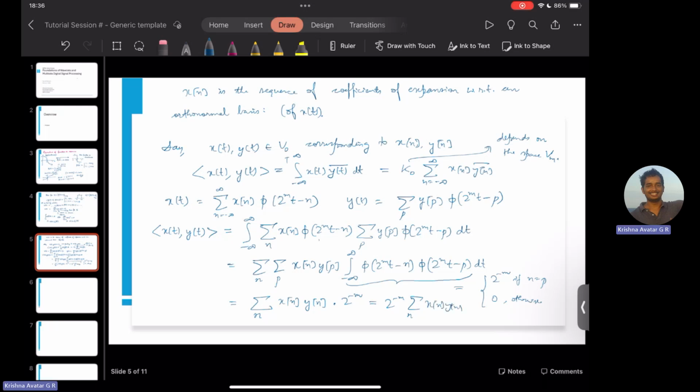And we were talking about a real signal, so the conjugate of a real signal is the signal itself. Just for the sake of generalizing, let's put a conjugate symbol here, and then this is our value of k naught.